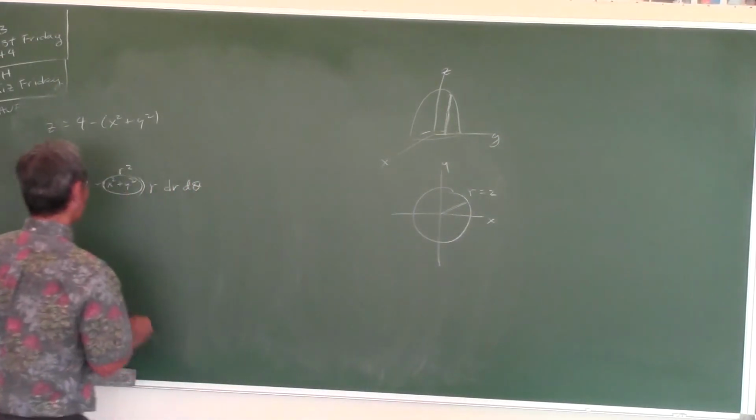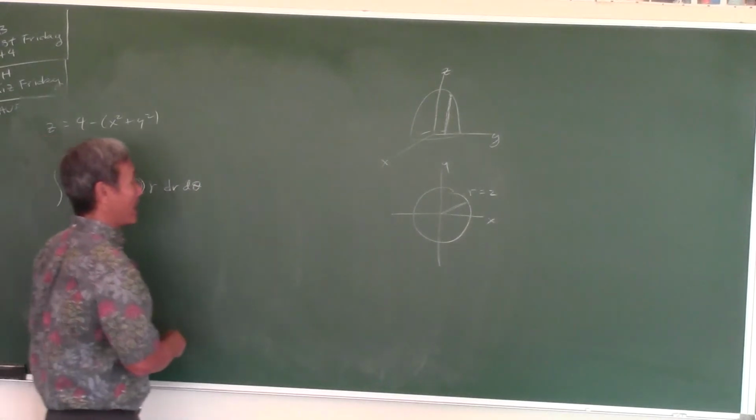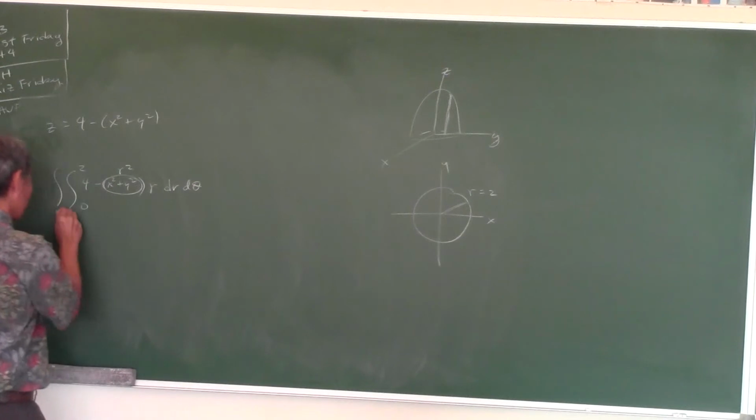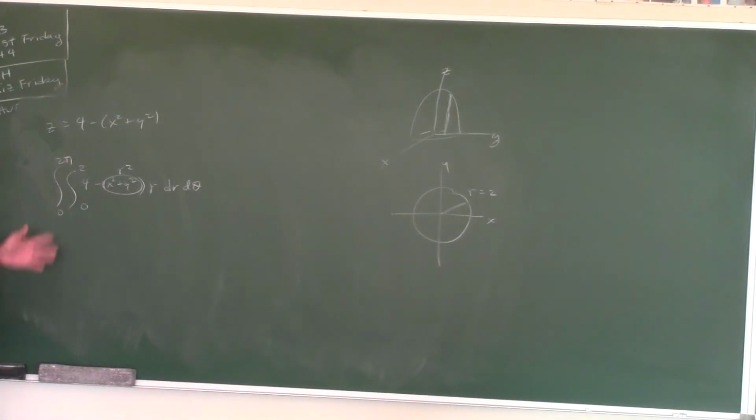So r just goes from 0 to 2, and theta is going to go from 0 to 2 pi. So both of them are constants. So this integral is going to be super easy. Do you guys remember what the answer was yesterday? I forget. 4 pi? Something pi, yeah? Who took notes? It was just pi. Oh, it's pi. Okay, let's see if we get the same answer then.